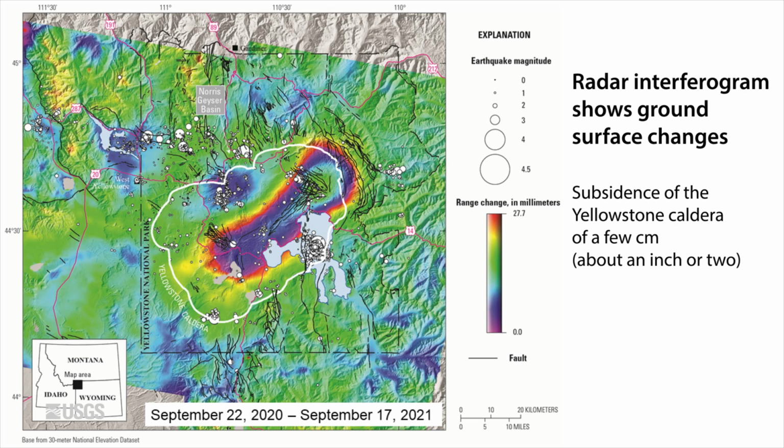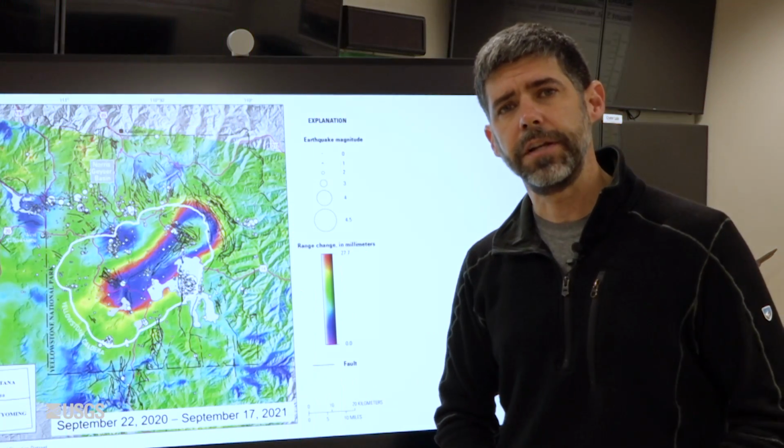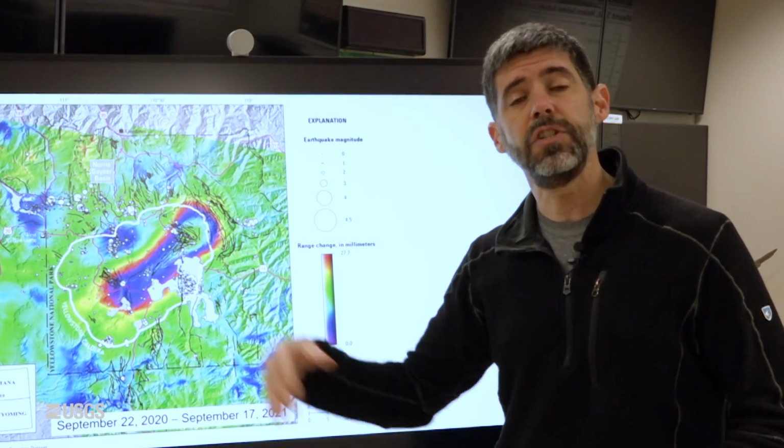But there's also this very interesting little blob of color here, just on the north side of the caldera, not too far from Norris Geyser Basin. And this actually indicates a small amount, about a centimeter or a centimeter and a half, that's less than an inch, of uplift. And this is very similar to something that was seen in the late 1990s or early 2000s. We're not seeing this on the GPS stations at Norris because the GPS stations are located just north of where that colored blob is, where that uplift is occurring. So we're going to have to keep an eye on this to see whether or not it continues.